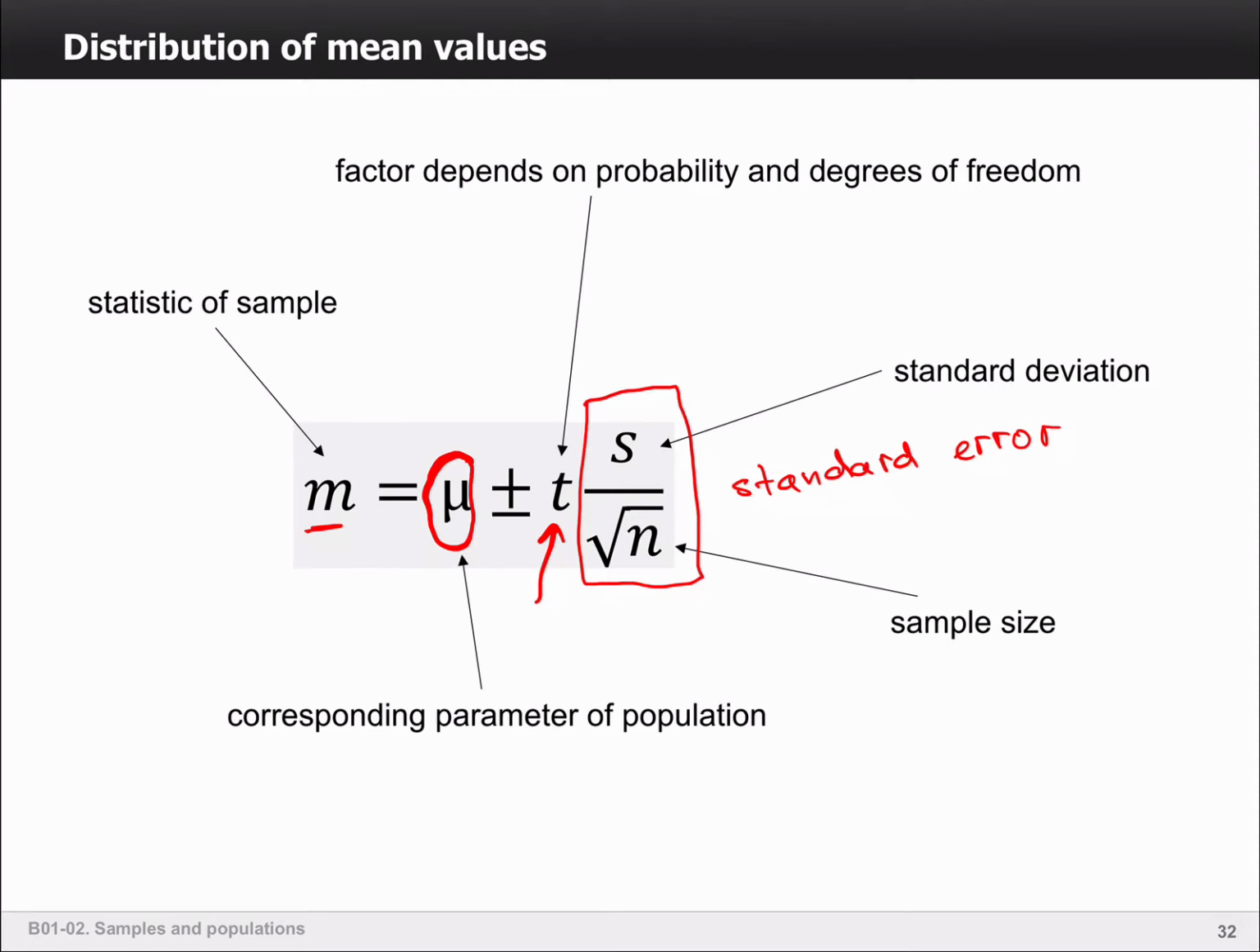And t depends on two things. It depends on the confidence level, on how big the interval is in percent, for example, 95%. And it depends also on degrees of freedom, right? So this is what we know so far.